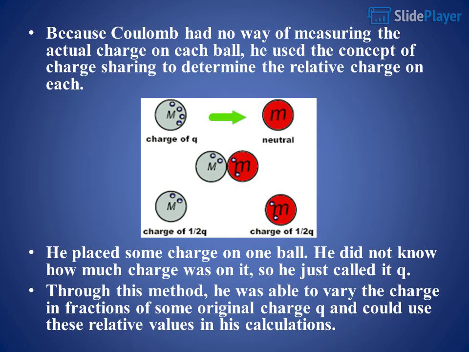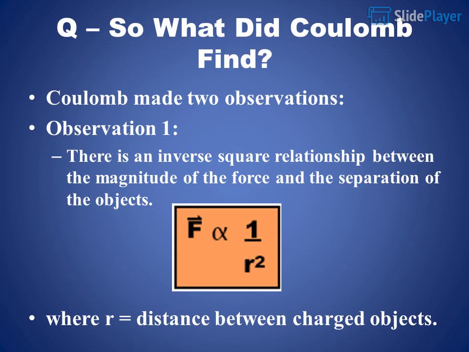Because Coulomb had no way of measuring the actual charge on each ball, he used the concept of charge sharing to determine the relative charge on each. He placed some charge on one ball. He did not know how much charge was on it, so he just called it Q. Through this method, he was able to vary the charge in fractions of some original charge Q and could use these relative values in his calculations. So what did Coulomb find?